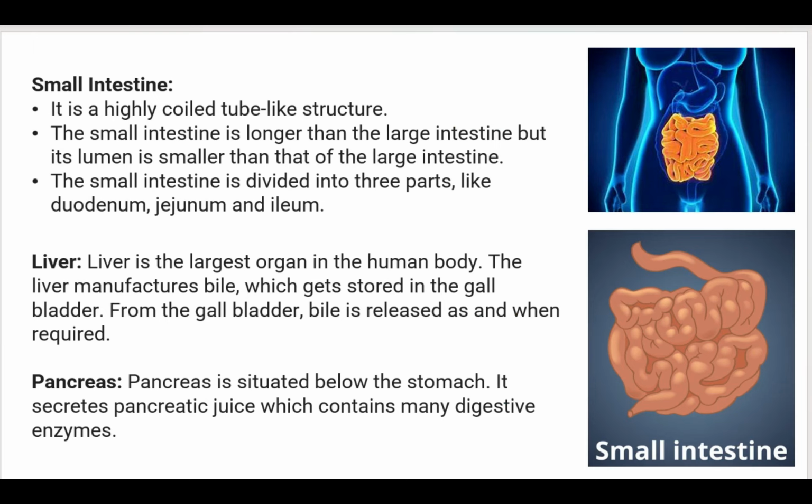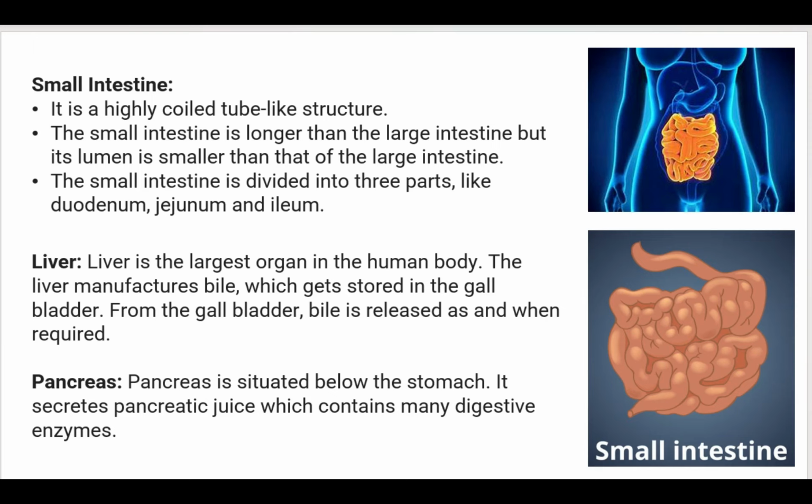Now through the duodenum, it enters into the small intestine, which is a huge, very much coiled tube-like structure. So it is quite long, and its lumen is smaller than that of the large intestine, but it is convoluted. The small intestine consists of three parts: duodenum, jejunum, and ileum. So duodenum is the starting point, ileum is the ending point where it enters into the large intestine, and the convoluted part is the jejunum.